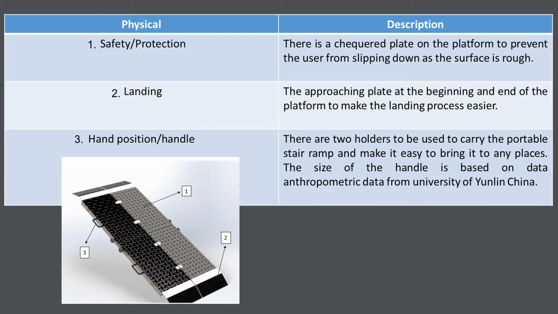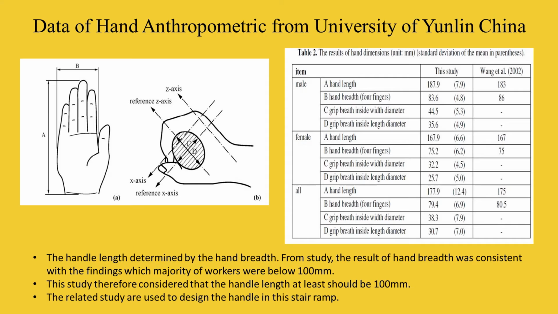For the physical, first is safety or protection. There is a check plate on the platform to prevent the user from slipping down as the surface is rough. Secondly is landing. The approaching plate at the beginning and the end of the platform makes the landing process easier. And thirdly is hand position or handle. There are two holders used to carry the portable STAIR ramp and make it easy to bring to any place. The size of the handle is based on anthropometric data from University of Yunlin, China. And this is the hand anthropometric data from University of Yunlin, China.